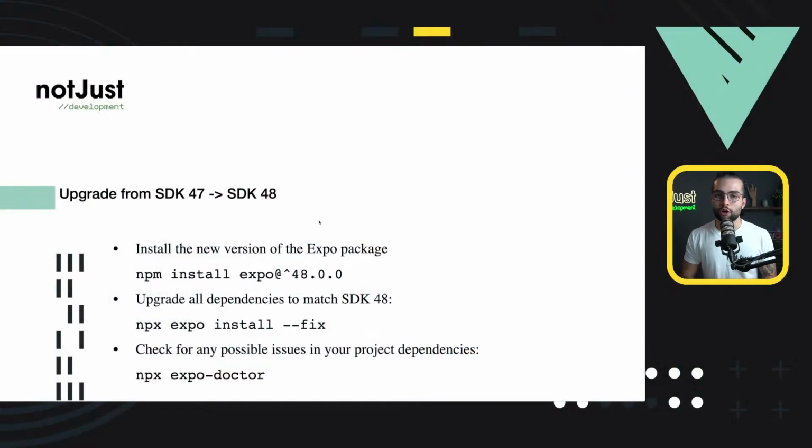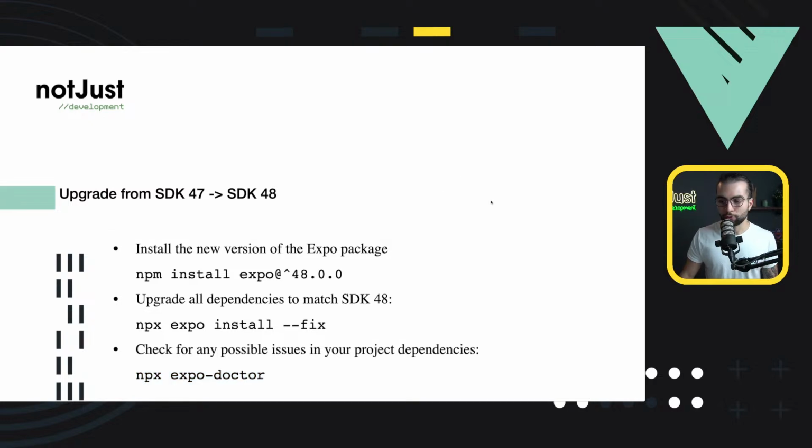If you want to upgrade from SDK 47 to SDK 48, all you have to do is go ahead and install the Expo 48 package in your project using this command. Then you would want to upgrade all the dependencies to match SDK 48. So by running npx expo install --fix, that will fix the other dependencies in the project that have to be updated. And lastly, go ahead and check Expo Doctor to make sure that everything has been migrated successfully.